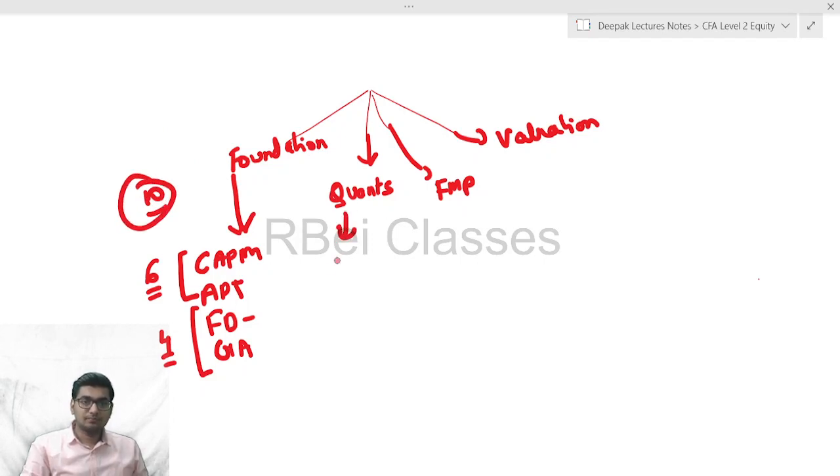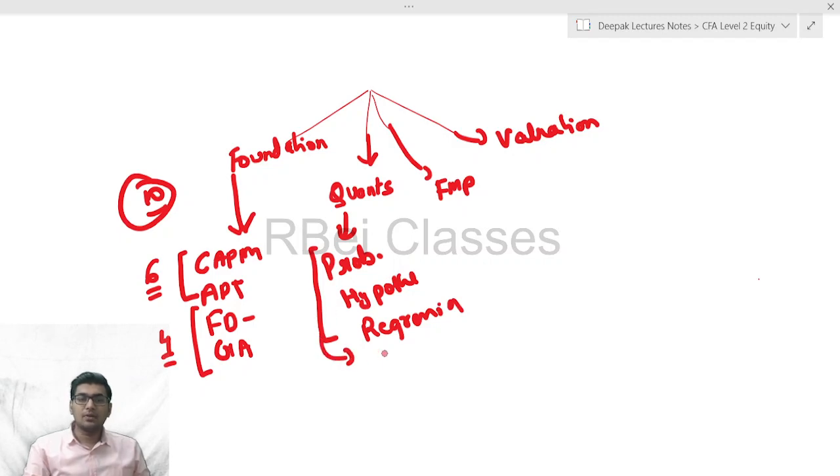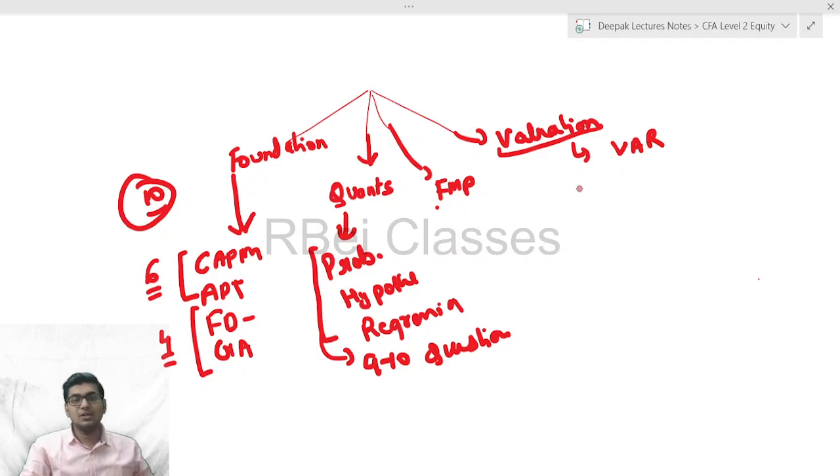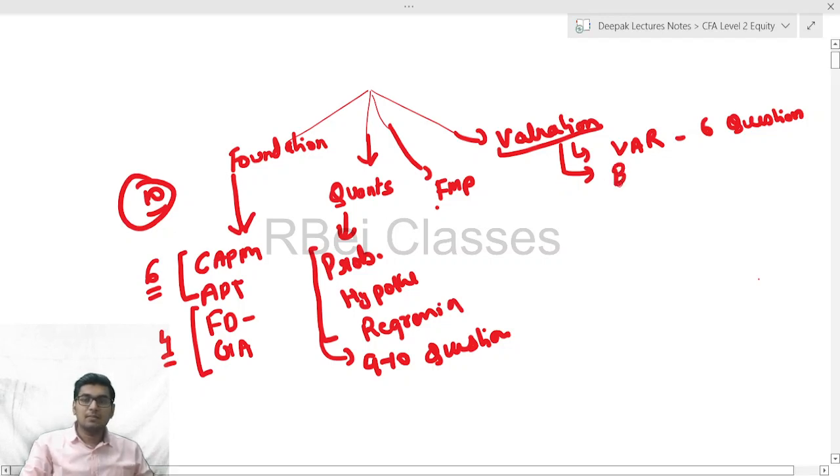Now when it comes to the quants, probability is a very important topic, then hypothesis testing and regression. They will cover the major portion of the exam. So you can expect approximately 9 to 10 questions from these three areas. Clear? Now when it comes to the valuation, the first three chapters, which are related to VaR, will cover on an average 6 questions.